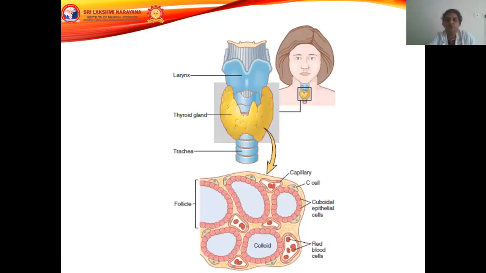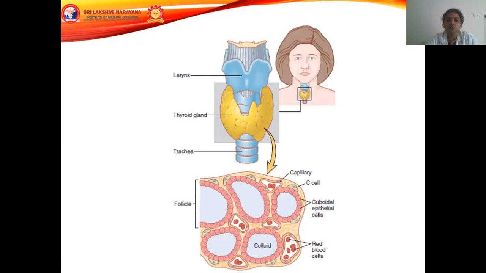So all of you know that thyroid hormone is secreted from the thyroid gland. So what are the hormones which are secreted? It is T3 and T4. So where is this thyroid gland situated? It is present in the front of the neck, and it is typically described as a butterfly shaped organ.